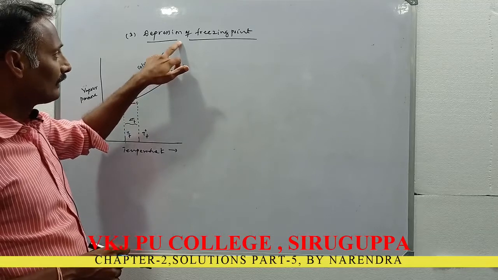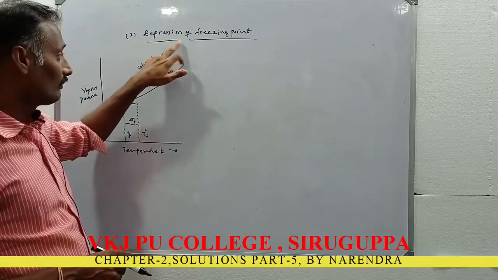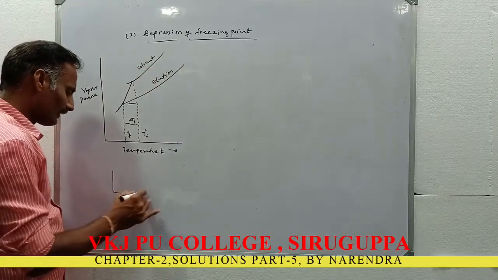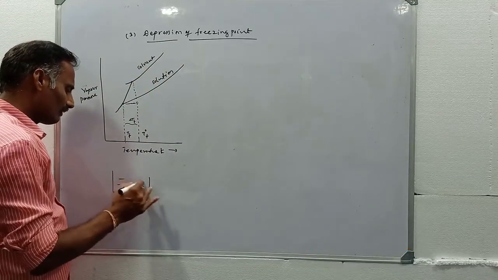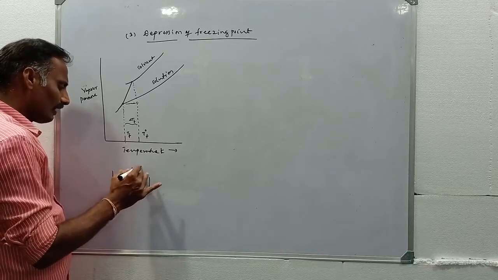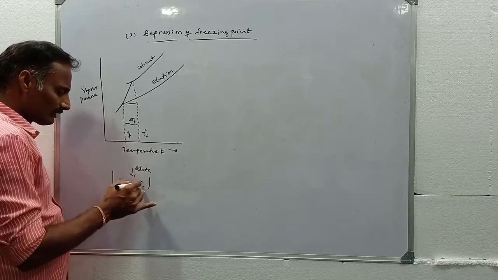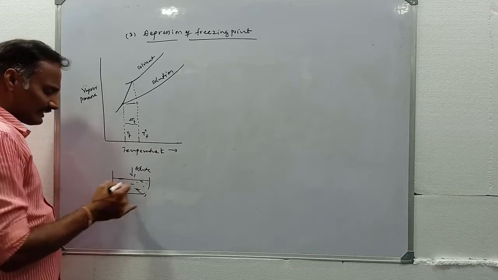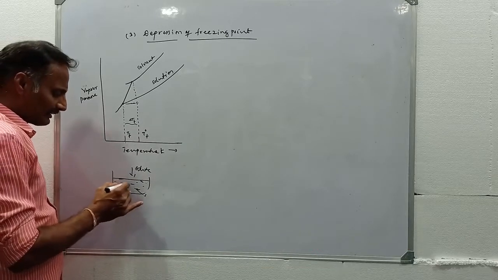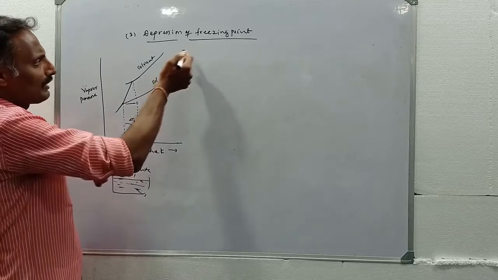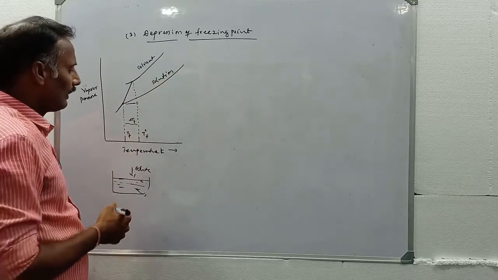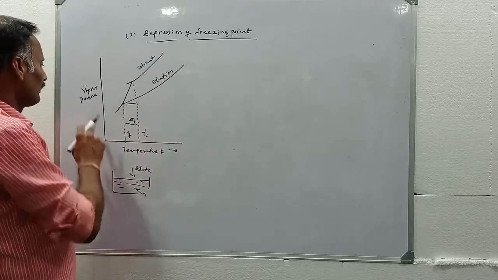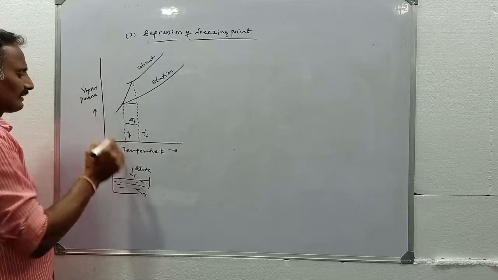When a non-volatile solute is added into a solvent, here this is the solvent and this is the non-volatile solute, then its vapor pressure decreases. When vapor pressure decreases, the freezing point of the solution also decreases. And this is shown graphically by using a vapor pressure versus temperature axis here.